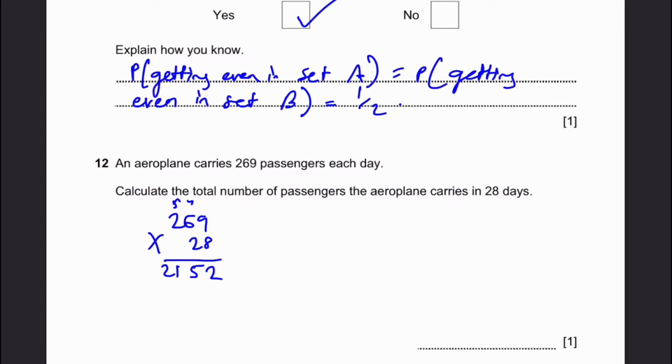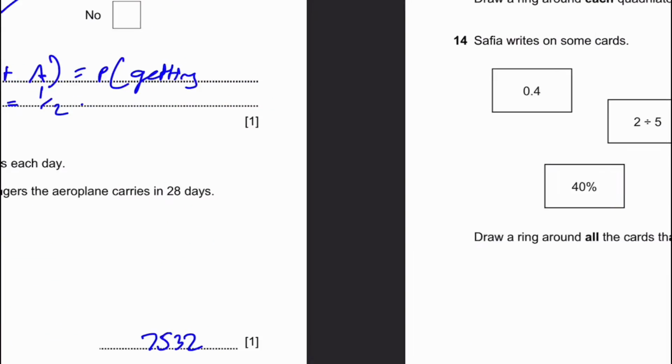Now that'll become 16 plus 5, 21. Now 0 here, 9 times 2 is 18, we carry a 1. 6 times 2 is 12, now that becomes 13, we carry another 1. 2 times 2 is 4, and then we have plus 1 to get 5. So when we add this up, 7532 passengers. That's our answer. Let's go to question 13.